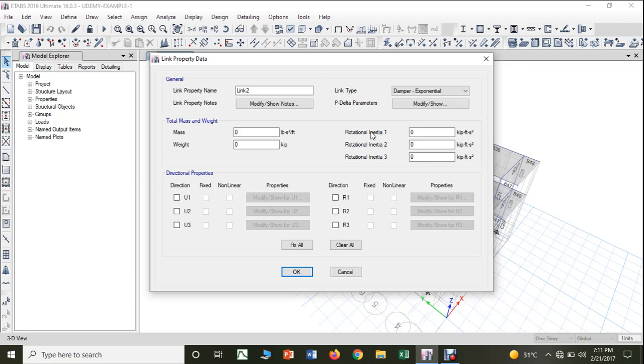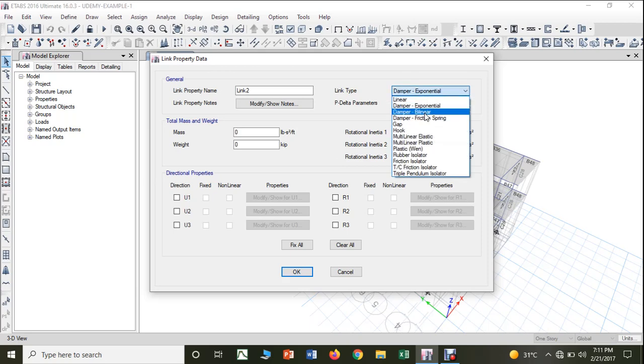You should know the rotational inertia in the second direction, and the third. And you can see the directional properties also. You have u1, u2, u3. That means the degrees of freedom, what we call. Usually when I take any of these links, whether it is a damper, a hook, a gap, multilinear elastic, plastic, plastic Wen or isolator, you will have 6 degrees of freedom. That means translational effect along x, along y, and along z, as well as rotational effect along x, along y, and along z. All these 6 degrees of freedom will be present.